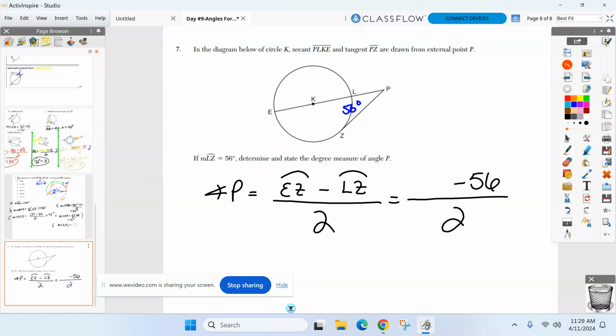All right, just to make sure we're good here, everyone took arc EZ minus arc LZ divided by 2. You had LZ was 56, but you had to find EZ on your own. Hopefully you noticed that was a diameter, EKL. So you subtracted 56 from 180 and got 124 for EZ. And then subtracted, divided by 2, angle P, 34 degrees, everyone. 34.